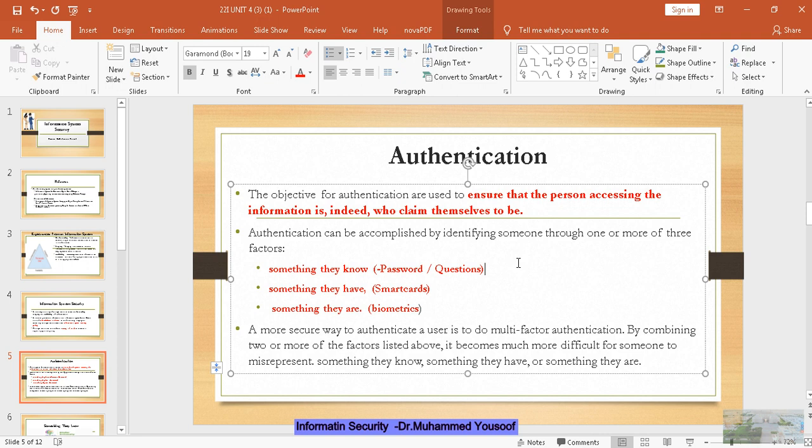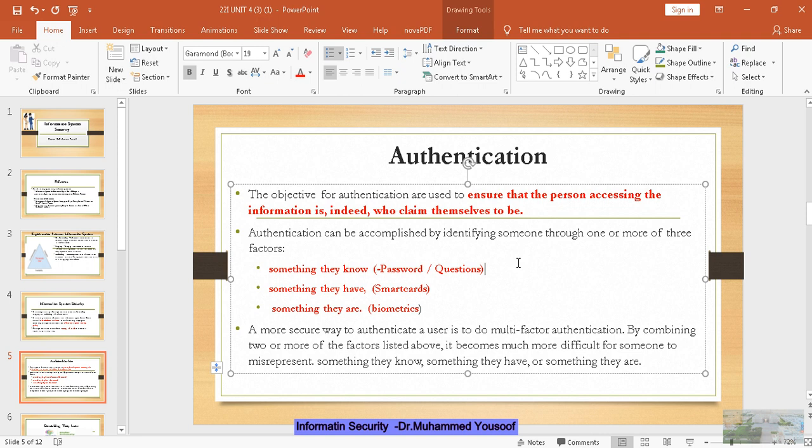Authentication is nothing but a way by which the system makes sure that the authorized person alone is gaining access to the system. That is called authentication. The authentication can be accomplished using 3 different ways: something they know, something they have, something they are. Let me explain these 3 things to you.